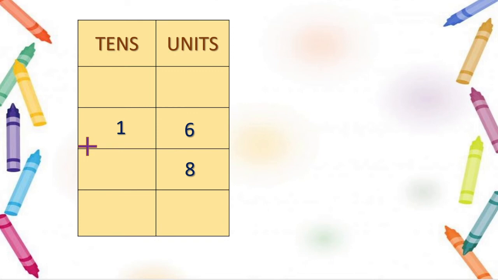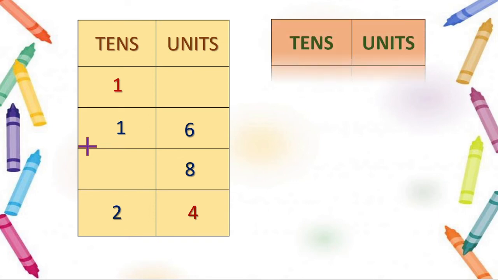6, then 7, 8, 9, 10, 11, 12, 13, 14. Isn't it? So 14, let us write first here. And 1 is carried over to the tens place. And here we got 1 plus 1. And here 0. 1 plus 1 how much? 2. Isn't it? Our answer is 24. 2 tens, 4 units. Got this, children? Okay. Next one.